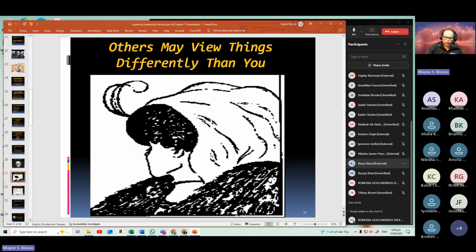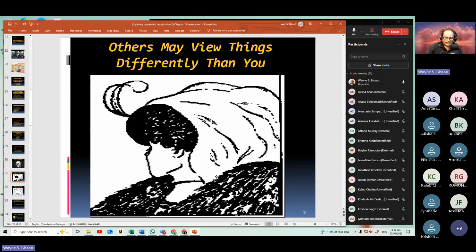Everybody is seeing the two elements. This is kind of important. If you don't see it, put your hand up. If you don't see the two women in this picture, you're not seeing it, Nova. No, sir, I only see the young lady with the long ponytail and the coat. I'm not seeing anybody else.